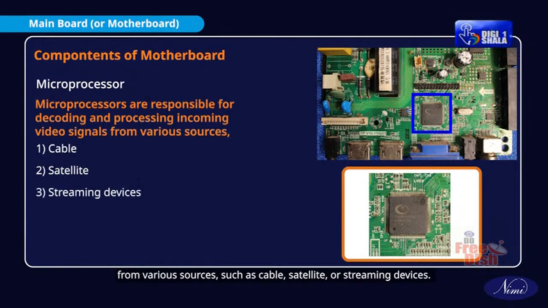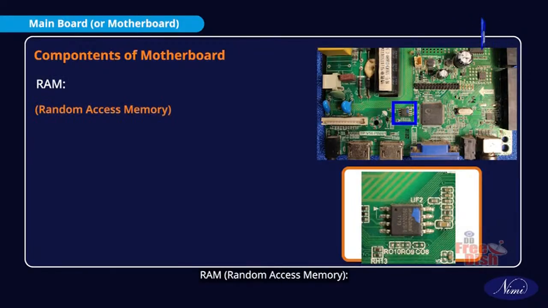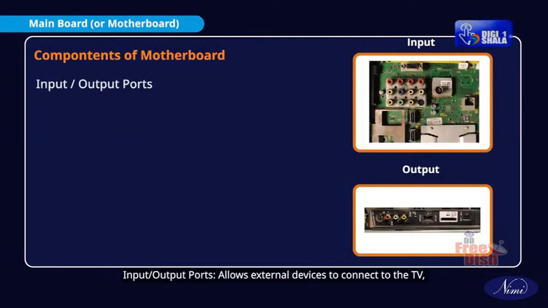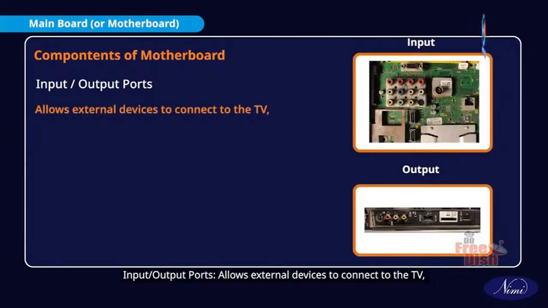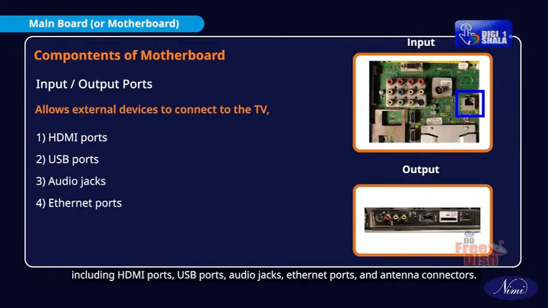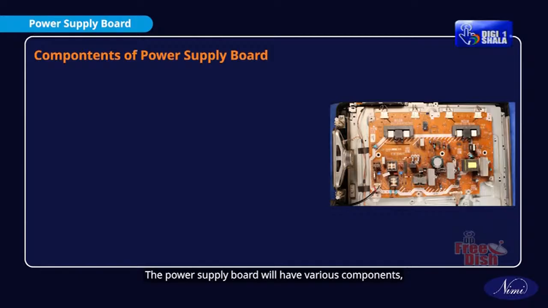RAM, random access memory, stores temporary data and program instructions for the CPU to access quickly. Input and output ports allow external devices to connect to the TV, including HDMI ports, USB ports, audio jacks, Ethernet ports, and antenna connectors. Power supply board.